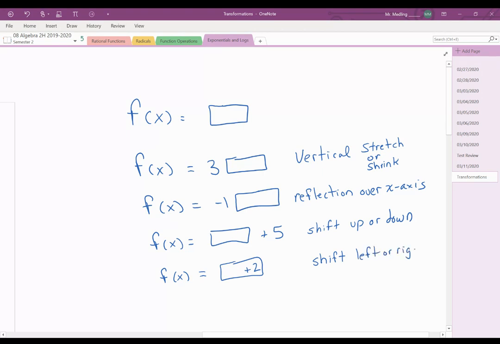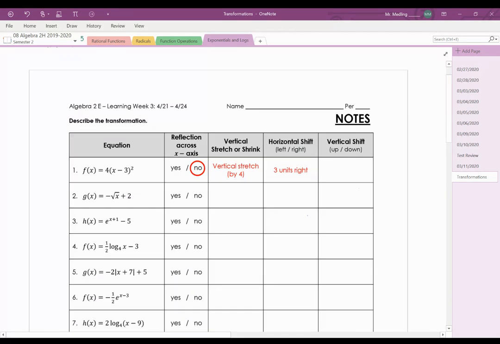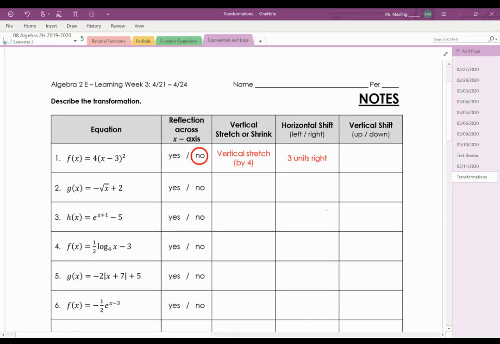All right, so let's go back to that sheet that we sent you on Edsby. So we're going to look at the notes side. We'll go through a few. The first one's done for you. I'm going to start with number 2.